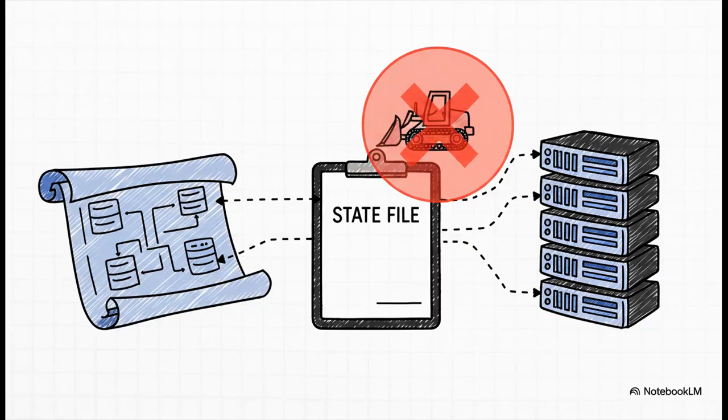So here's why this all matters. The state file is what allows Terraform to understand the impact of your changes. It knows what it's responsible for. So when you ask it to get rid of a server, it knows exactly which server to target and won't accidentally bulldoze a critical part of your live application.